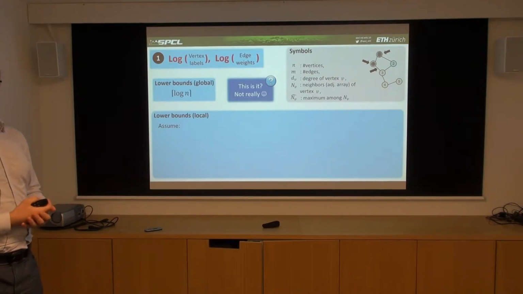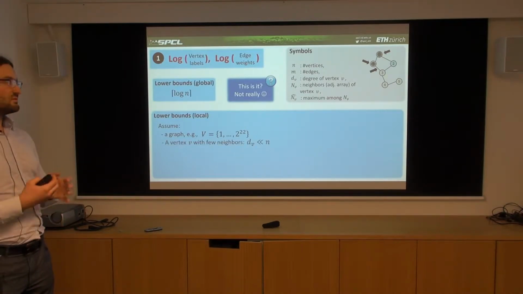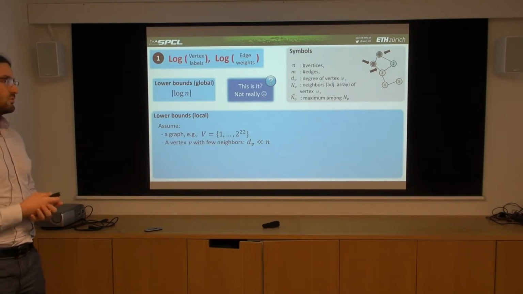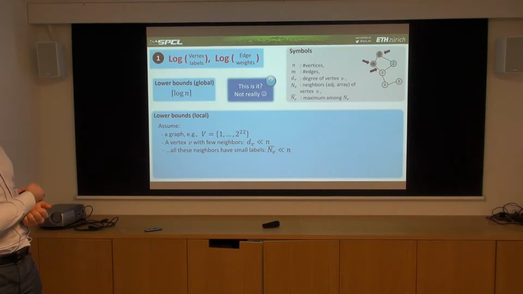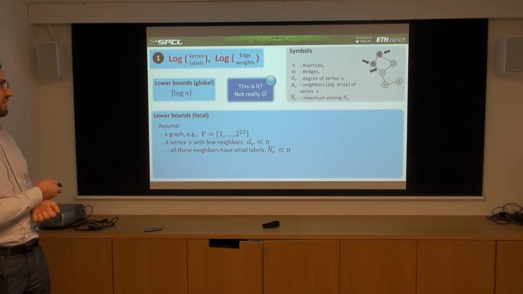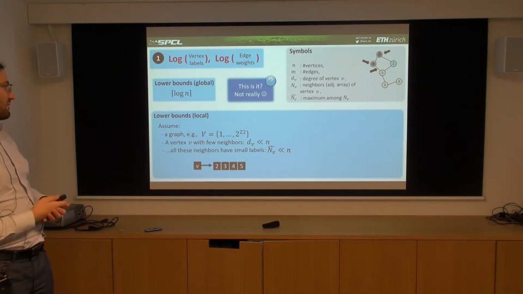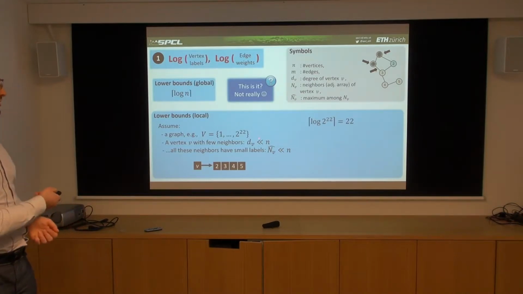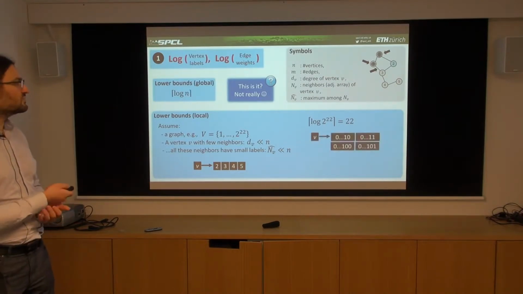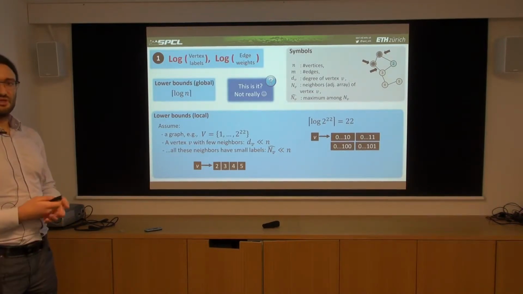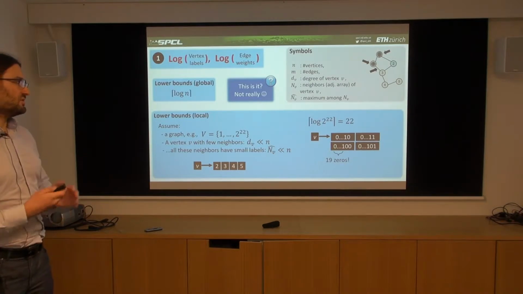As a motivating example, consider a graph that has that many vertices, and that has a certain vertex with very few neighbors, right? So the degree of some vertex v is much smaller than n. And now what happens is that if all these neighbors have very small labels, if it happens that we label the graph in such a way that the maximum label in this neighborhood is very small, then of course, we waste many bits. So, for example, here we have that many vertices, we have this example adjacency array of this particular vertex v, and this means that in this global approach we are going to use 22 bits for each of these IDs, even though they waste many bits as unused zeros.